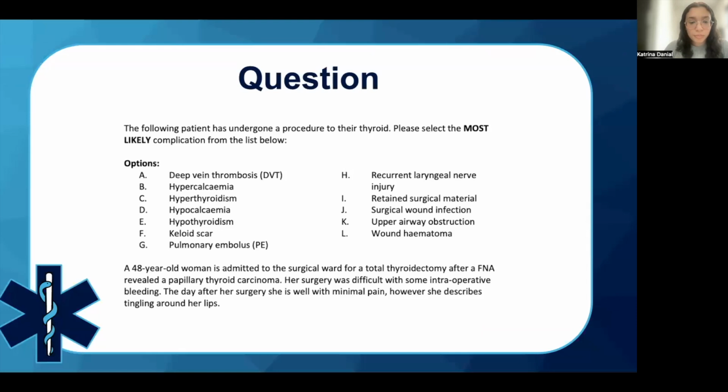Question: the following patient has undergone a procedure to their thyroid. Please select the most likely complication from the list below. A 48-year-old woman is admitted to the surgical ward after a total thyroidectomy after a fine needle aspirate, so that's a biopsy, revealing a papillary thyroid carcinoma. Her surgery was difficult with some intra-op bleeding. The day after her surgery, she was well with minimal pain. However, she describes tingling around her lips. What could this be? Have a think.